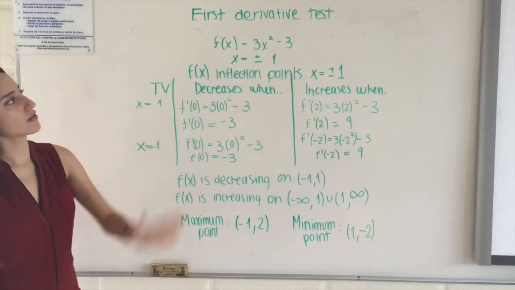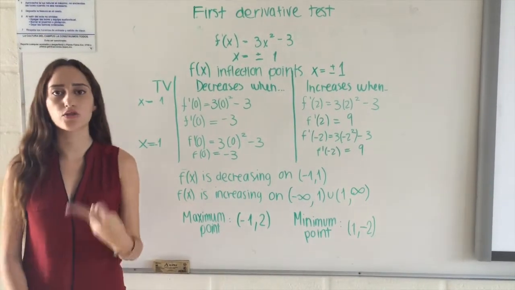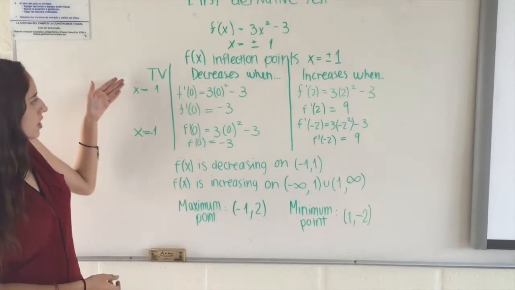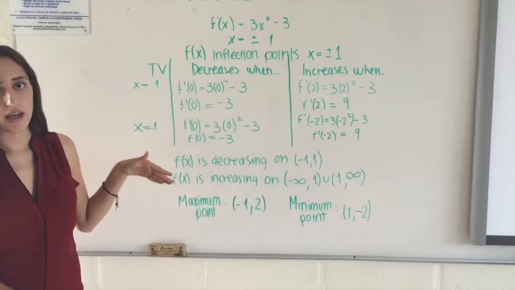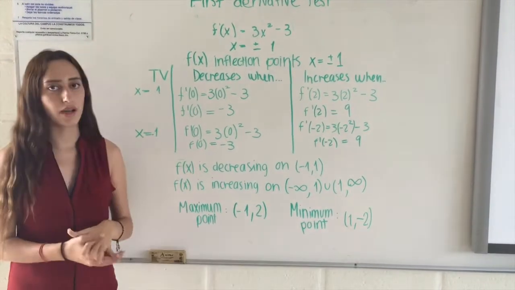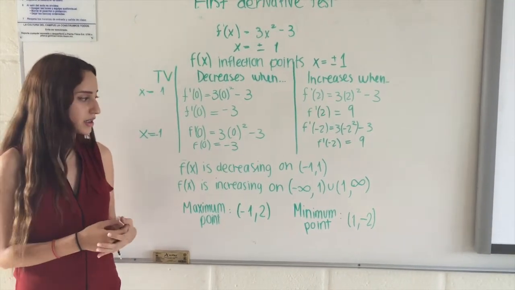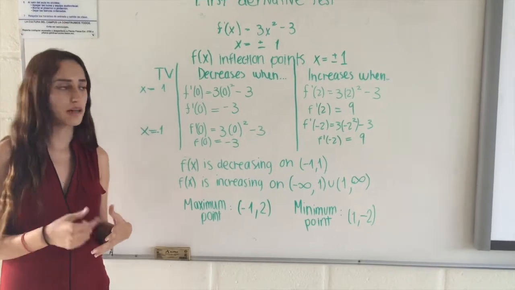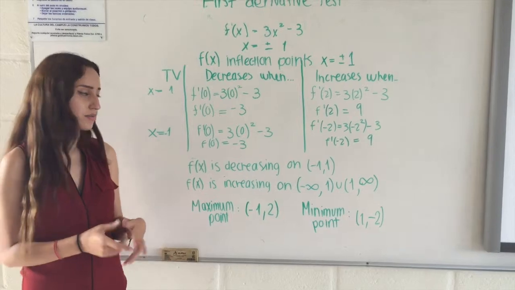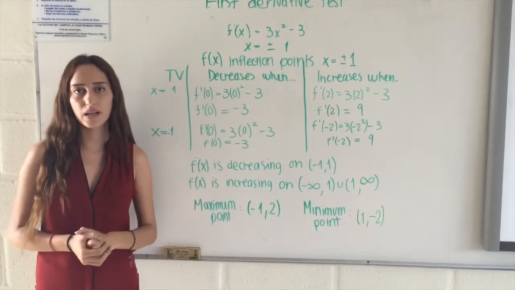So, in order to get the first derivative test, first we know that f of x has two critical points, which is plus and minus 1. So we do the process, and finally we know that f of x is decreasing in the interval of (-1, 1), and then f of x is increasing on (-infinity, -1) union (1, infinity). And then we know also that the maximum point is (-1, 2), and the minimum point is (1, -2).